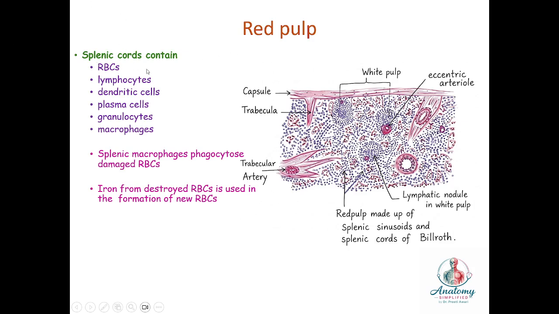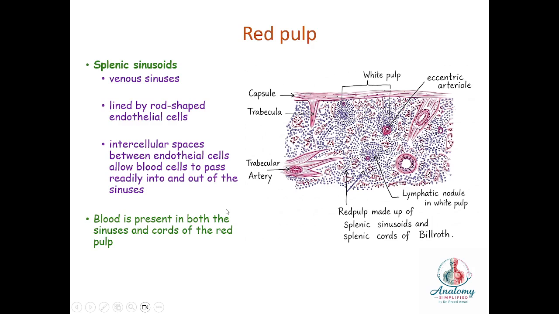Few words about the splenic cords of Billroth. They contain RBCs, lymphocytes, dendritic cells, plasma cells, granulocytes, macrophages. Splenic macrophages will phagocytose the damaged RBCs. Iron from these destroyed RBCs is used in formation of new RBCs.